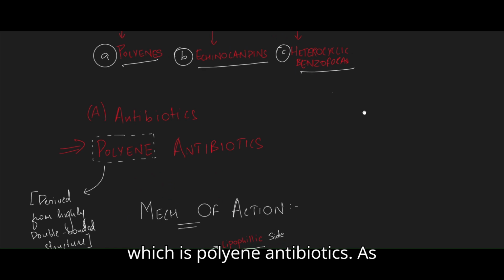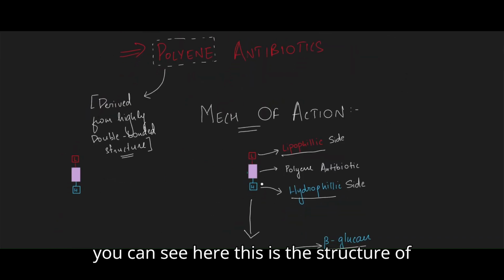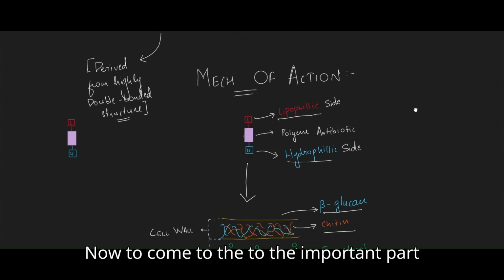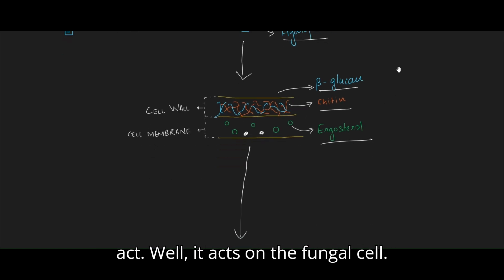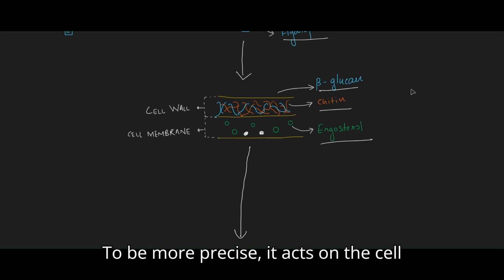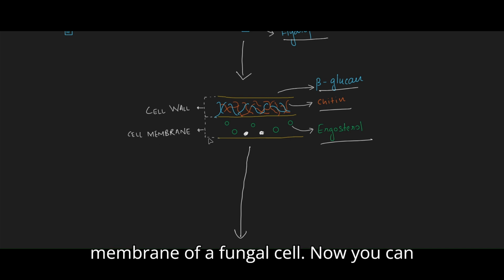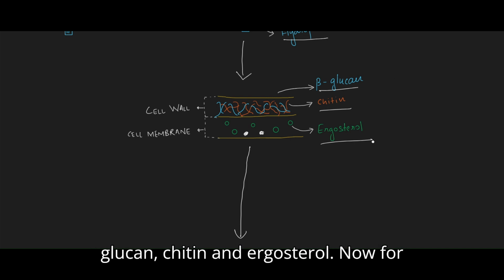Coming to the first one, which is polyene antibiotics. As you can see here, there's a structure of a polyene antibiotic. It contains a lipophilic side and a hydrophilic side. Now, to come to the important part, where does it act and how does it act? Well, it acts on the fungal cell. To be more precise, it acts on the cell wall and the cell membrane of the fungal cell. So as you can see here, this is the structure of the cell wall and the cell membrane of a fungal cell. Now you can see 3 words over here, which are beta-glucan, chitin, and ergosterol.